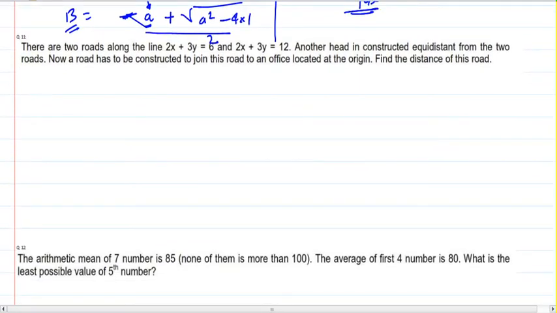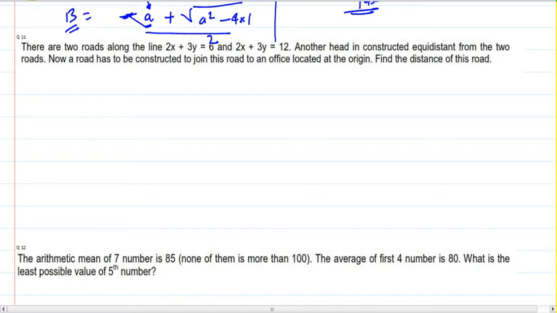Now what does the next problem say? There are two roads along the line 2x plus 3y is equal to 6 and 2x plus 3y is equal to 12. Another road is constructed equidistant from the two roads. Now the roads are constructed to join this road to an office located at origin. Find the distance of this road.